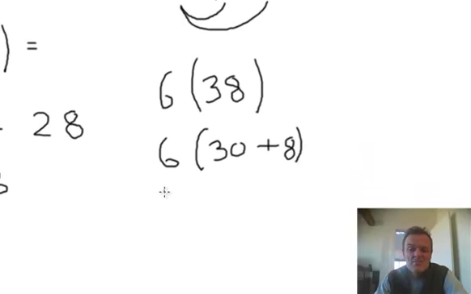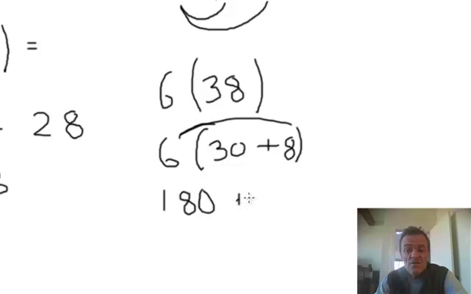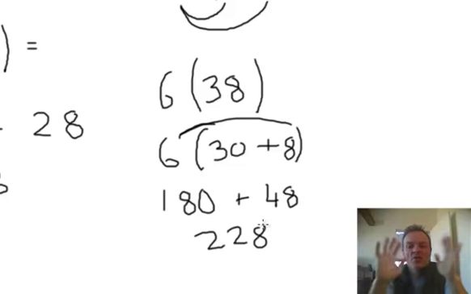6 times 30 is 180. 6 times 8 is 48. Add those two together, I should get 228, and that's the answer. So that's the distributive law, just using numbers.